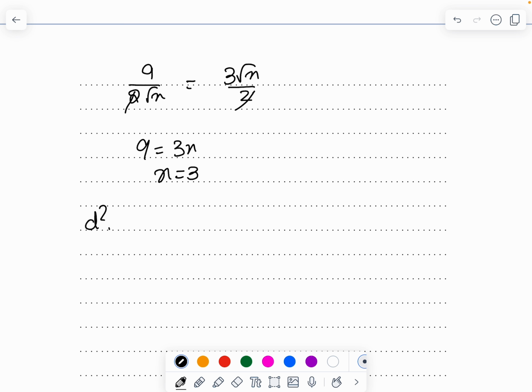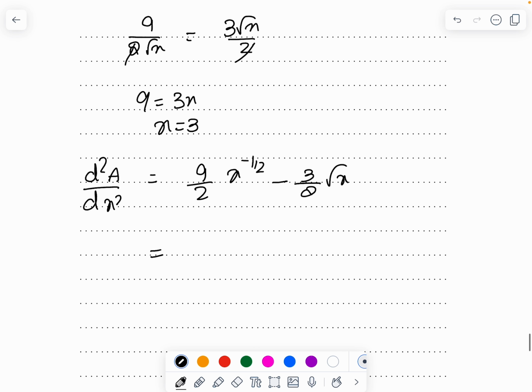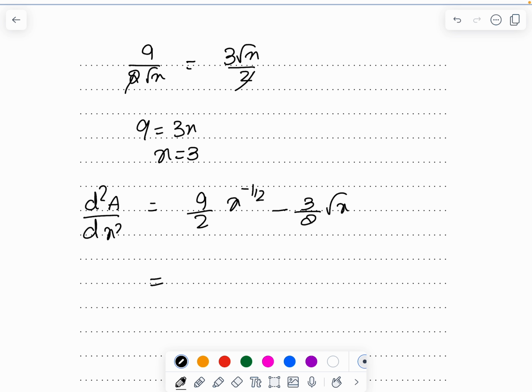Now find the second derivative. The first derivative is 9 upon 2 root x minus 3 root x upon 2. The second derivative will become minus 9 upon 4 x power minus 3 upon 2 minus 3 upon 4 root x.